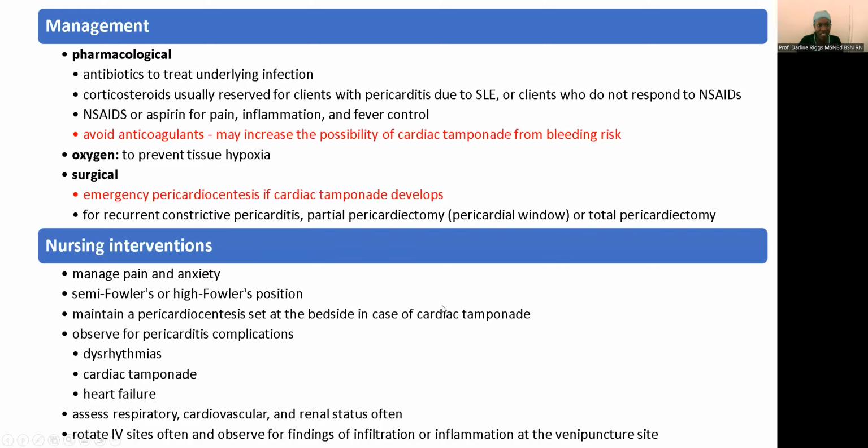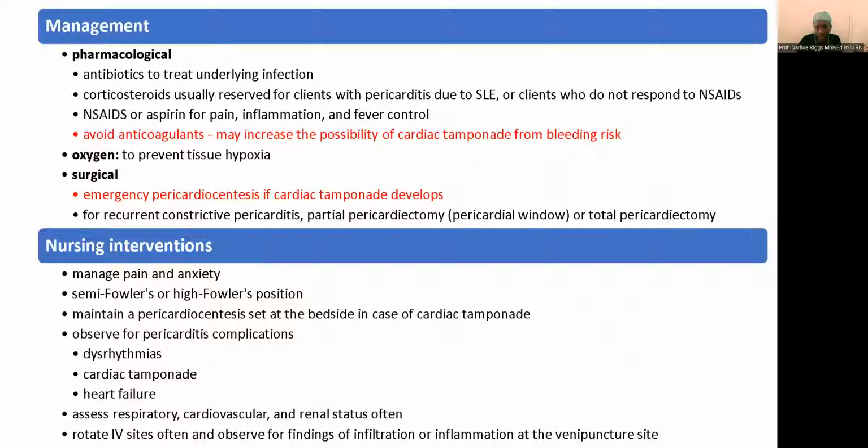All right, so let's talk about management. Okay, so pharmacologically, it depends on the cause. Antibiotics if it's bacteria. Steroids because there's some edema. Those are usually for the pericarditis, especially if it's due to lupus or any client who's not responding to the non-steroidal anti-inflammatory drugs, the NSAIDs. We'll use the NSAIDs to help with the pain, the inflammation, or if they have a fever. You see, we're treating based on the cause and signs and symptoms. There isn't one specific treatment for this.